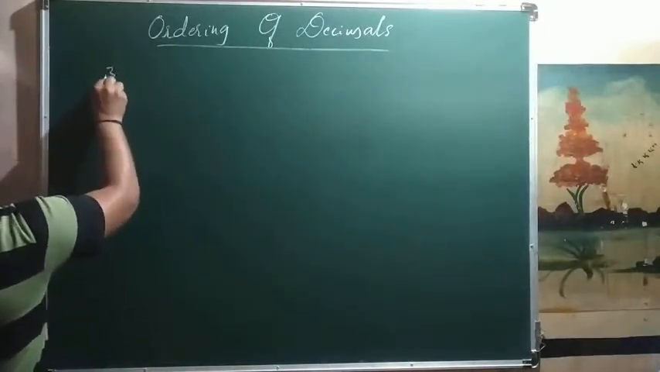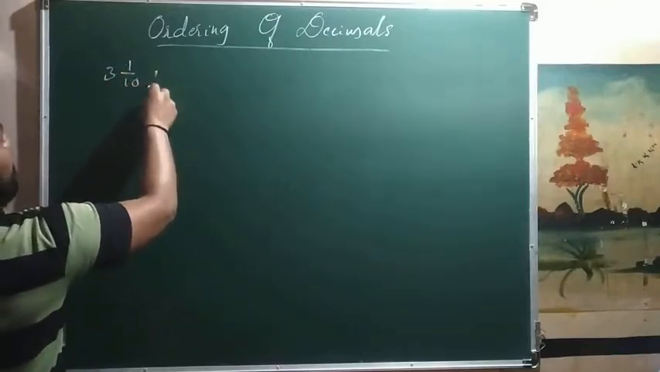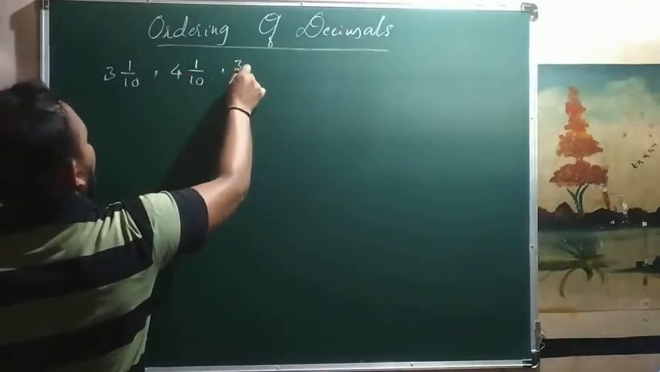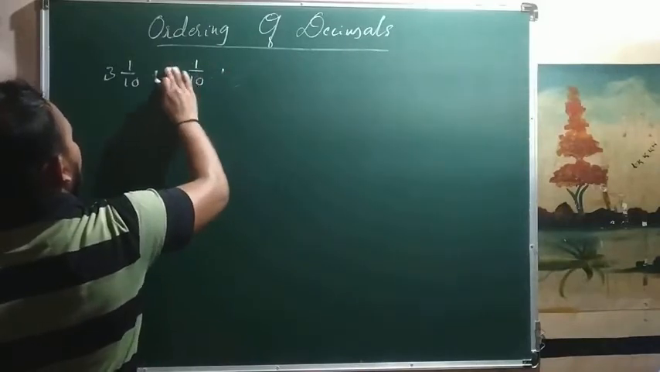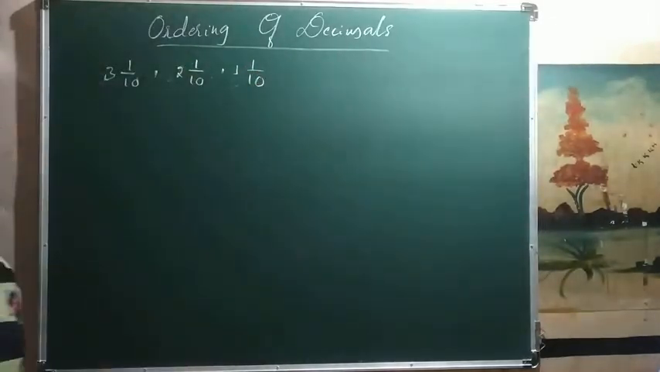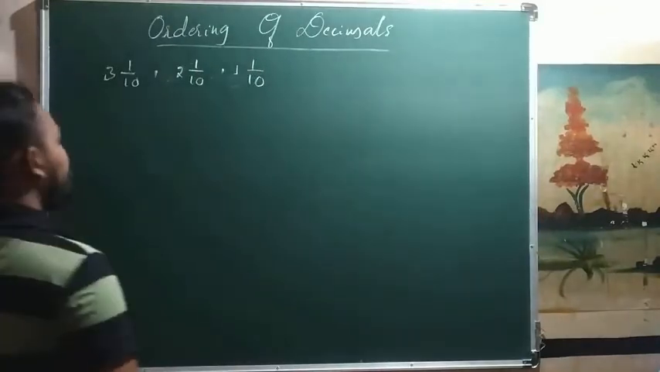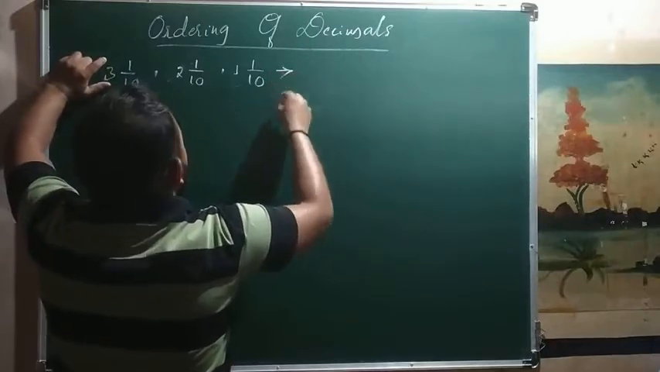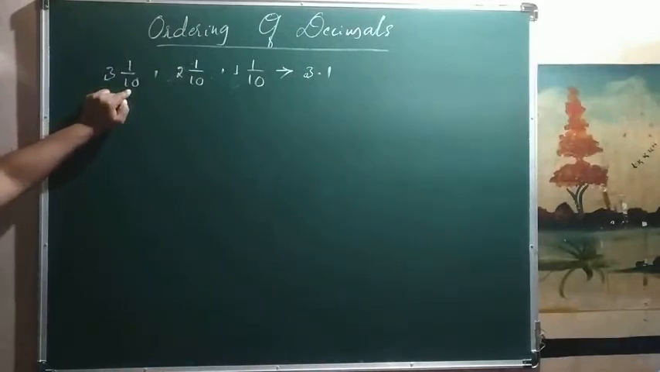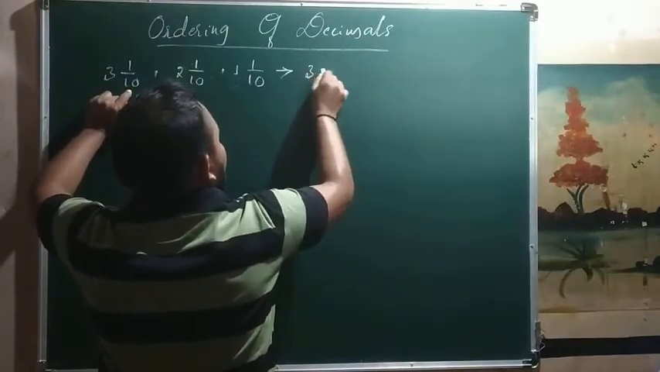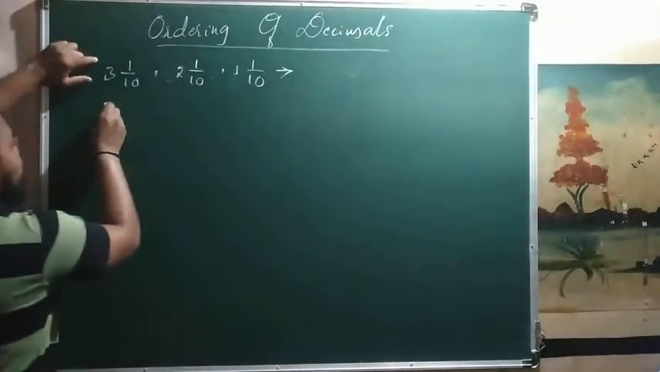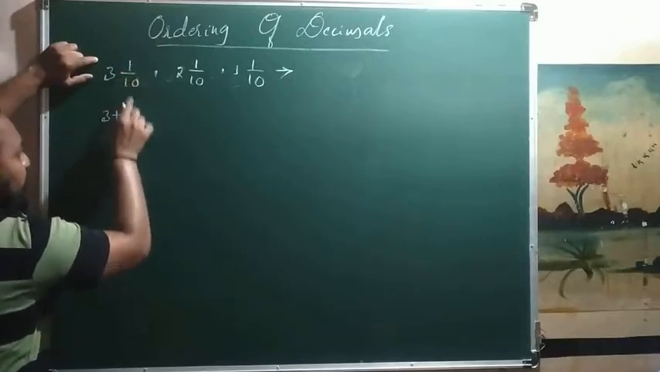Here, for example, 3 and 1 by 10, 2 and 1 by 10, 1 and 1 by 10. These are mixed fractions, converted into decimal places. 3 and 1 by 10: 1 by 10 means 0.1, so it is 3 plus 0.1.